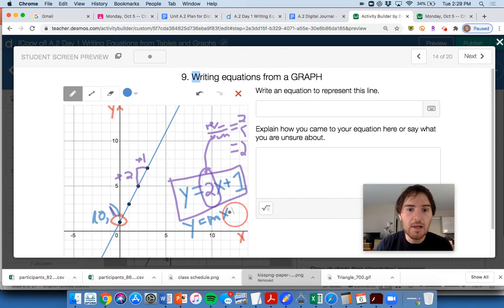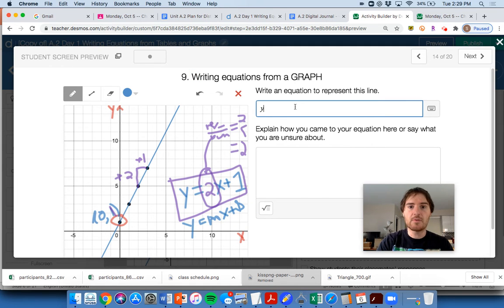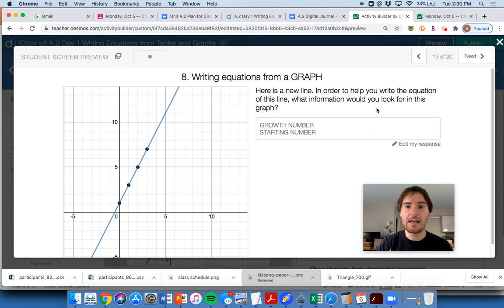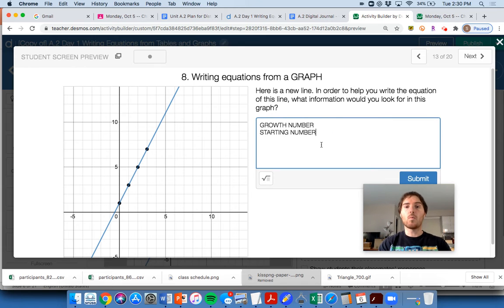y equals mx plus b. A little bit messy here. So if we do it in terms of y equals mx plus b, it's y equals 2x plus 1. And we will explain in a second, but I might go back to the last slide for a second. Just to remind you that in y equals mx plus b, we need to figure out parts of y equals mx plus b.